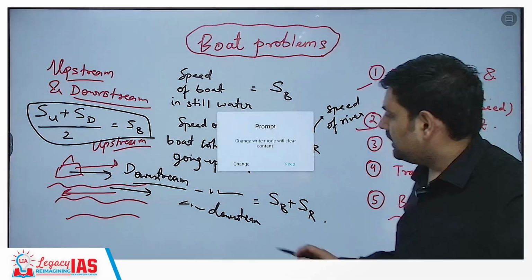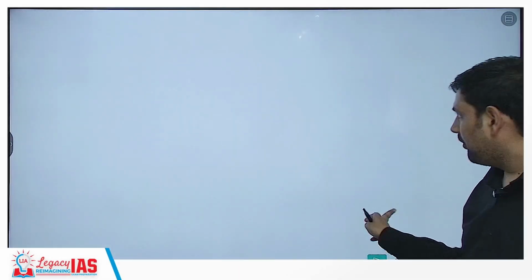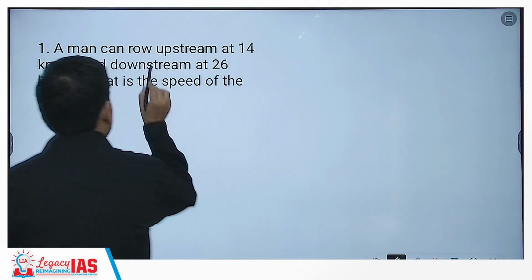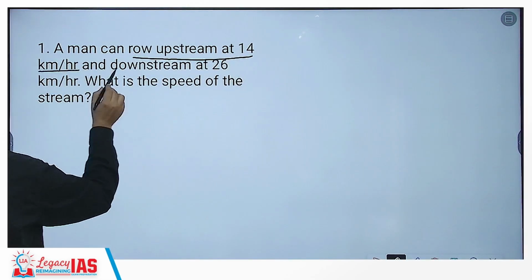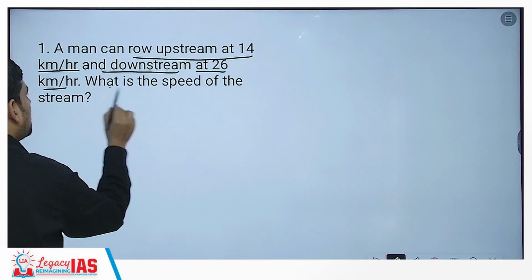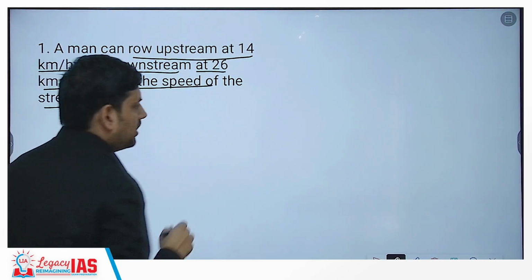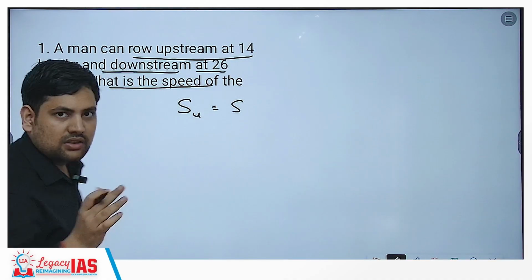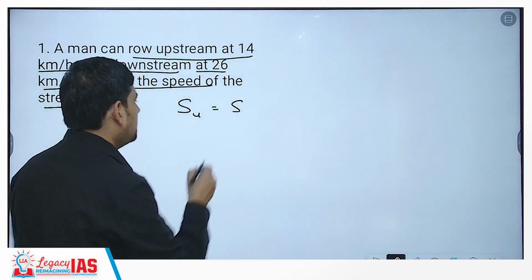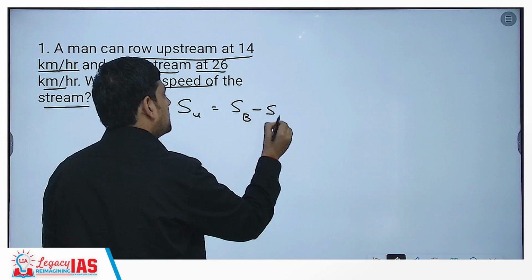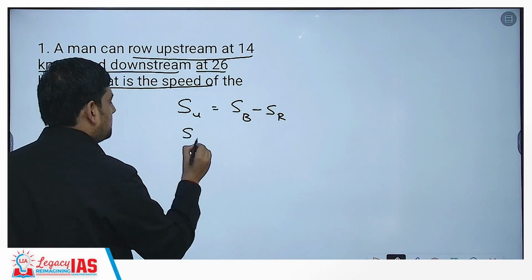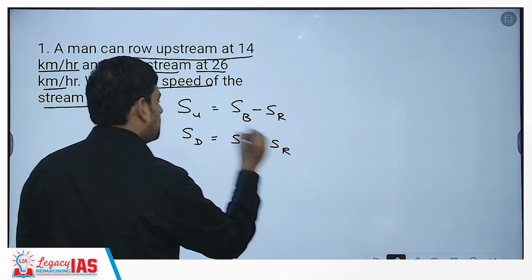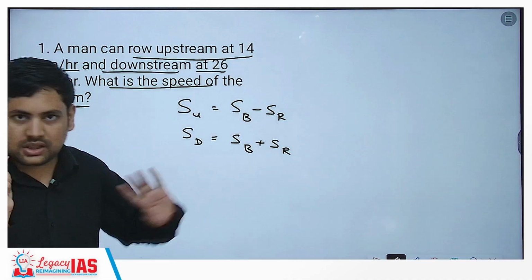Now let's try some questions. First question, very easy, basic. A man can row upstream at 14 km per hour and downstream at 26 km per hour. What is the speed of the stream? Speed upstream is what? The river is opposing the motion, so it will be speed of boat minus speed of river. Speed downstream will be what? The river will be supporting the motion of the boat, so it will be speed of boat plus speed of river.